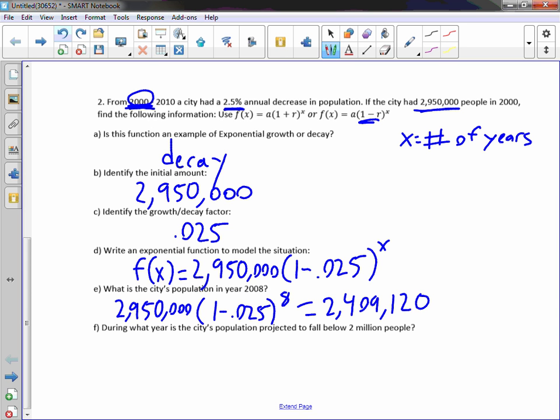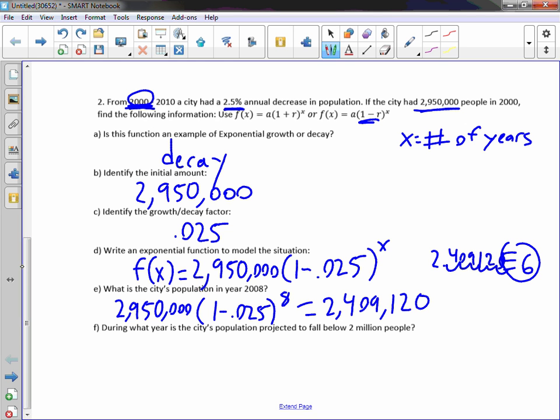We'll get scientific notation, but what it means is you would probably see in the calculator 2.40912 E6. What E6 means is move the decimal place over 6 times. 1, 2, 3, 4, 5. Then one more, so fill in a 0.